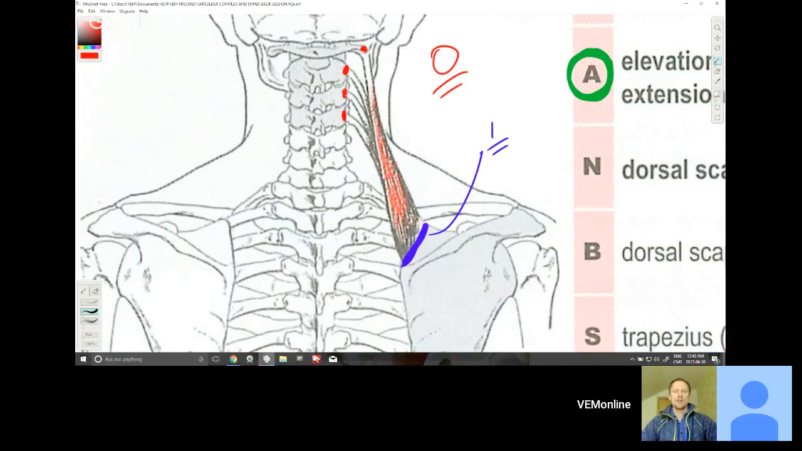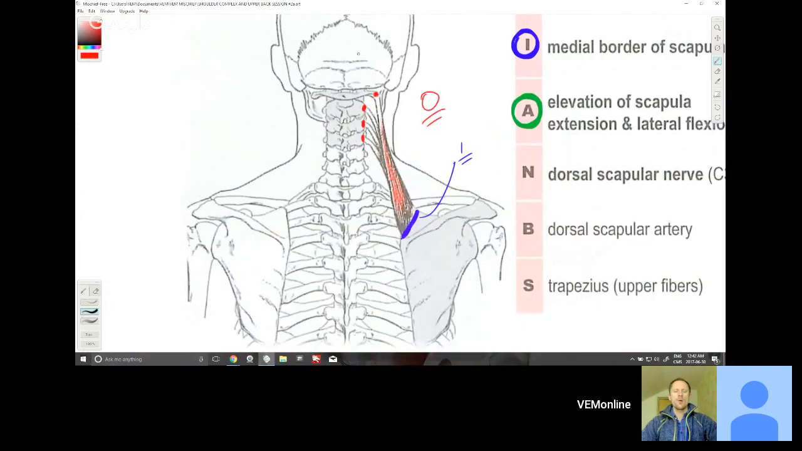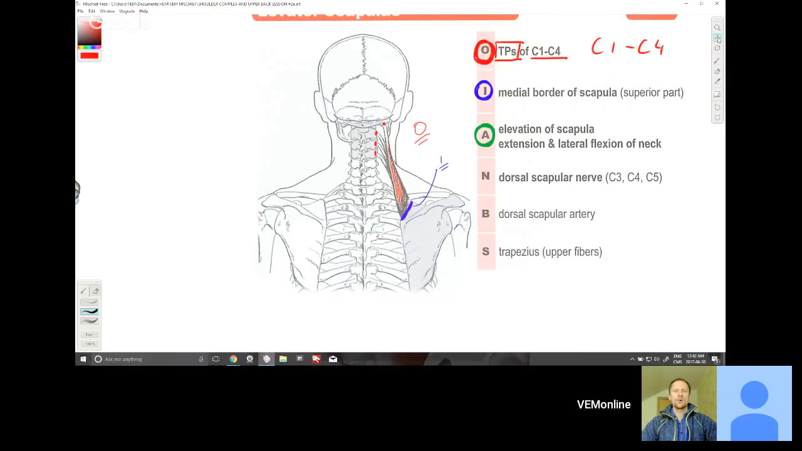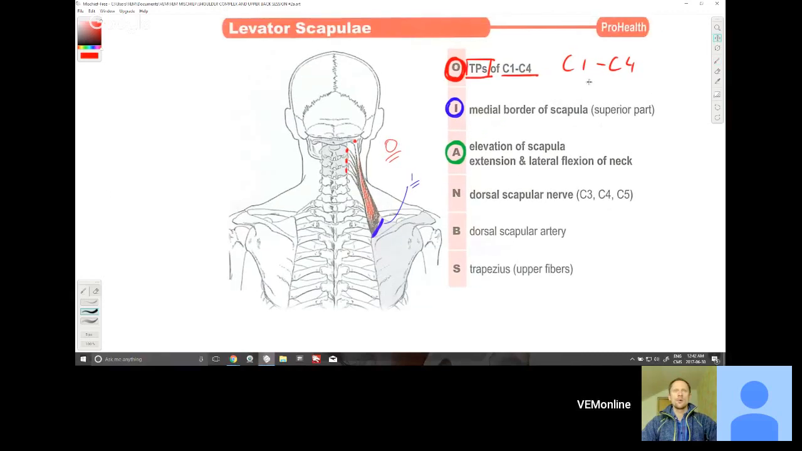Basically, four transverse processes at the beginning of the cervical spine. So four transverse processes at the top, right? So first, second, third, fourth. C1 to C4. And it inserts into the medial border of the scapula. Medial, right? Medial border of the scapula.